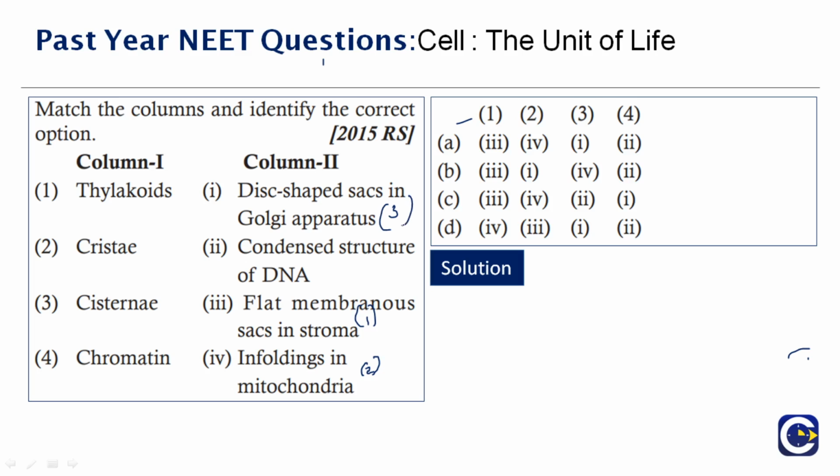Okay, and last one, chromatin, it's the condensed structure of the DNA. Now you understand what these four terms stand for. Thylakoids are the flat membranous sacs in stroma. Cristae are the infoldings that are present in the mitochondria. Cisternae are the disc-shaped sacs present in the Golgi apparatus. And chromatin is the condensed structure of DNA. Therefore, the correct answer is option A.